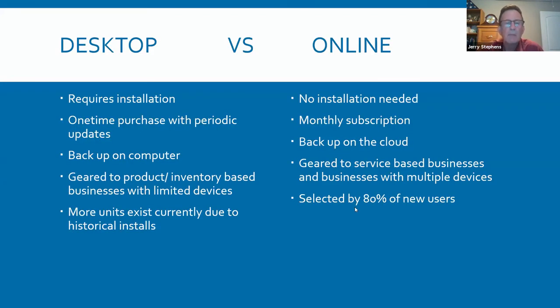We'll start by talking about the difference between QuickBooks, the desktop version and the online version. The desktop version of QuickBooks requires installation onto your laptop, desktop, whatever it's located on. You buy the desktop version by a one-time purchase, and then there are periodic updates to that, at least annual updates put out by QuickBooks.